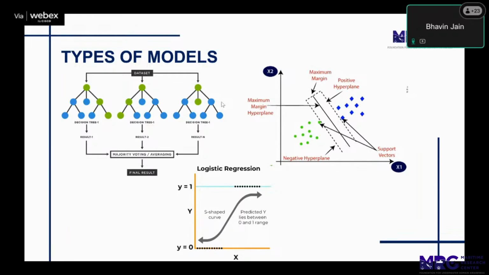Now, moving on to the types of models which can be implemented. One is logistic regression, which is on the bottom side. On the top right, you can see a support vector machine, and on the left side, we have a neural network. Of all of these models, currently I'm working on the logistic regression one.